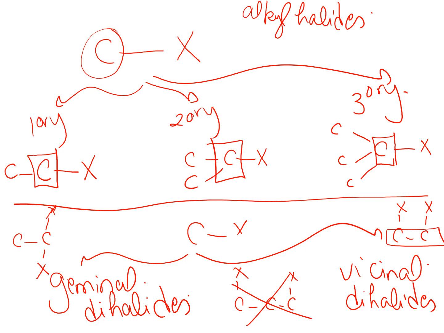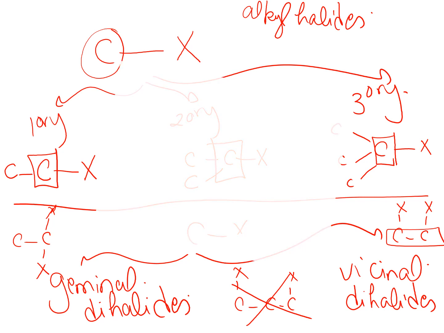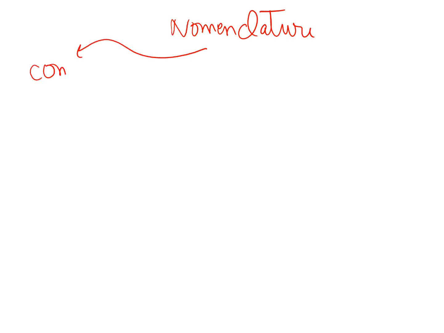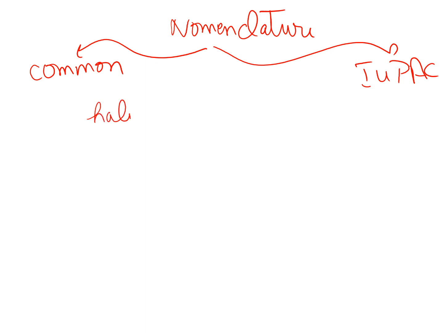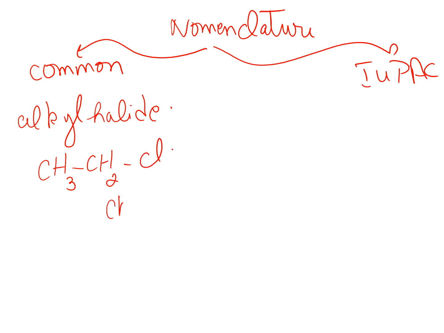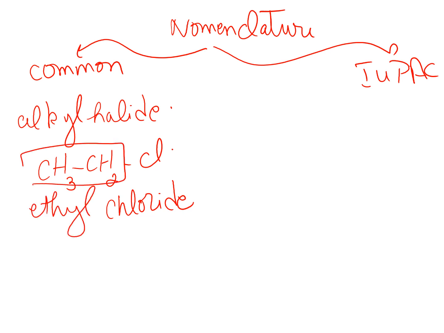Now, if we move to their nomenclature, the nomenclature of these compounds is as we are used to, either common names or IUPAC names. The common names consider the halogen as the parent, so it will end in the word halide, and then we will have the name of the alkyl part. So it will be an alkyl halide, exactly the same way as the name of the whole class. So for example, if we have something like that, what is my halogen? It's a chloro, so it's the chloride. This is the parent. And then what is the alkyl part? It's the ethyl. So this is the ethyl chloride.